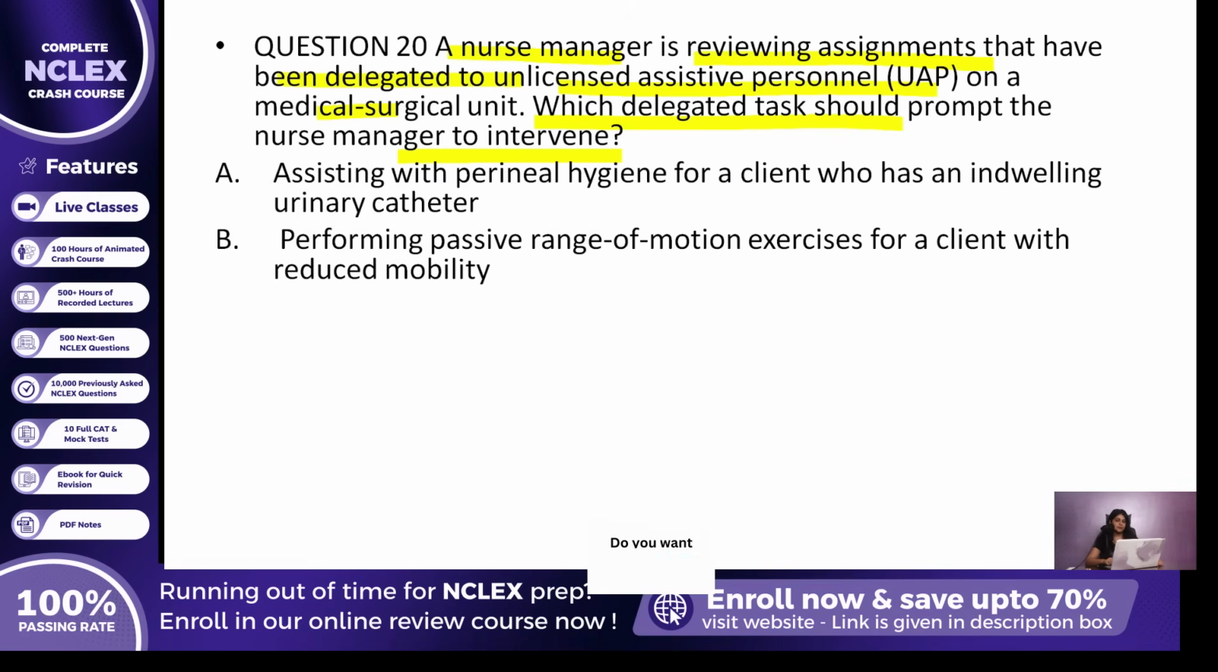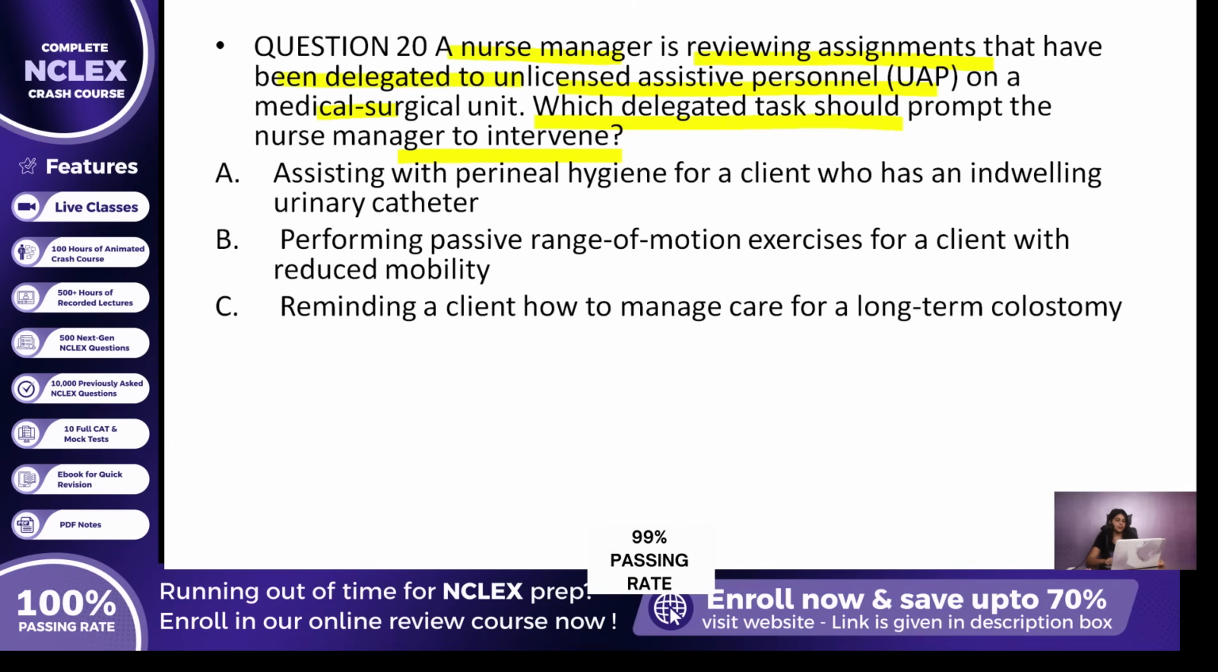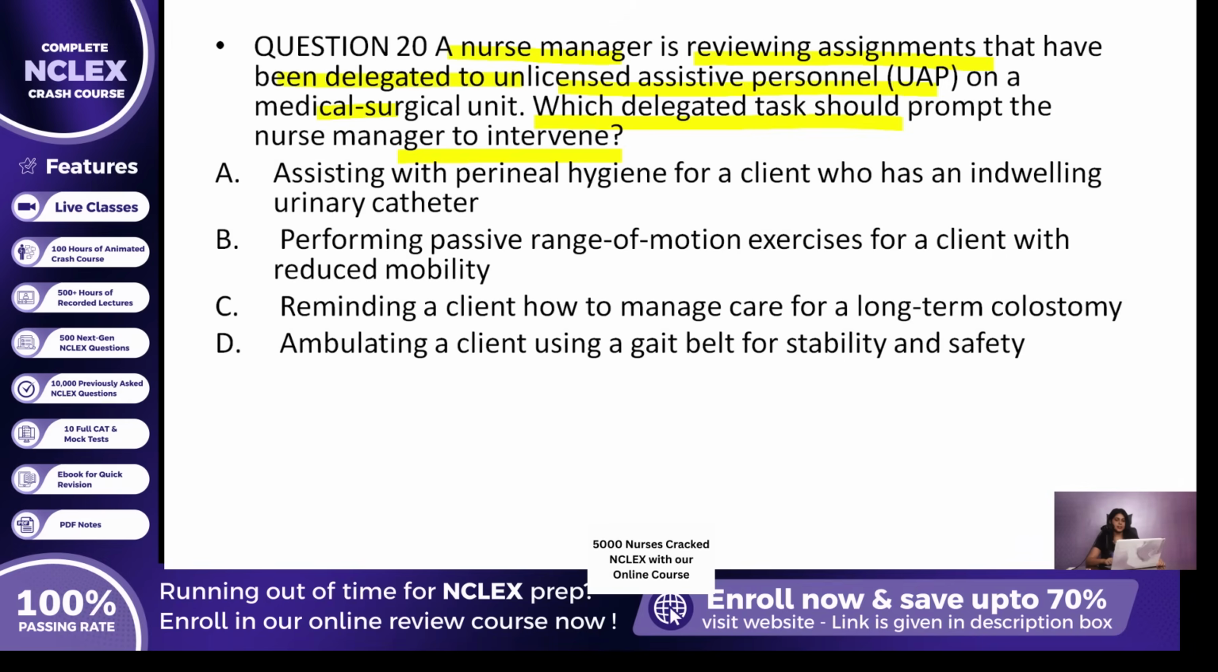B. Performing passive range of motion exercises for a client with reduced mobility. C. Reminding a client how to manage care for a long-term colostomy. D. Ambulating a client using a gait belt for stability and safety. The correct answer is option C. Reminding a client how to manage care for a long-term colostomy.